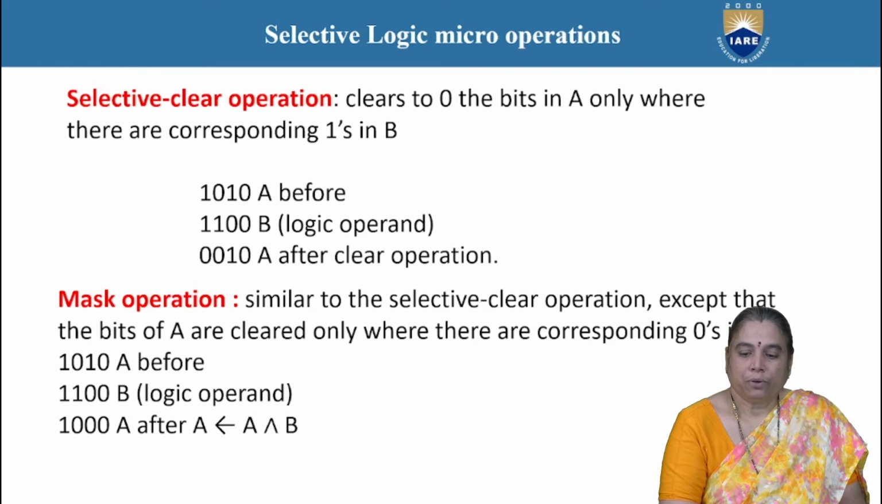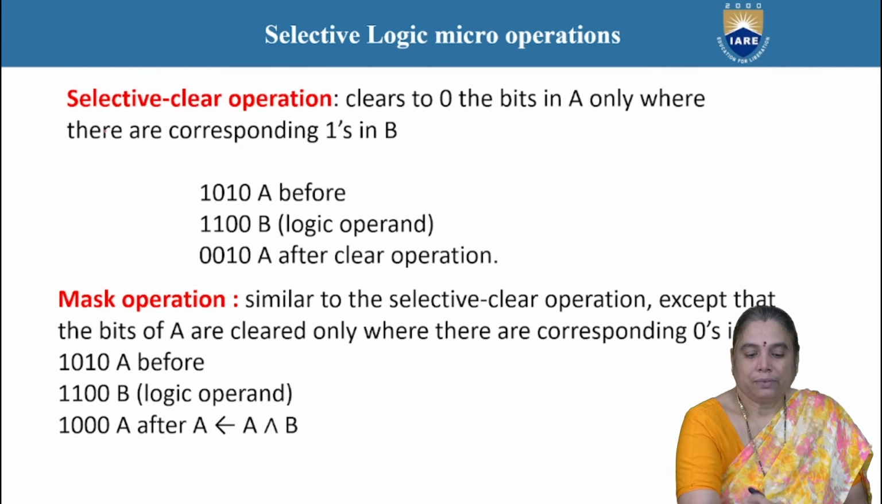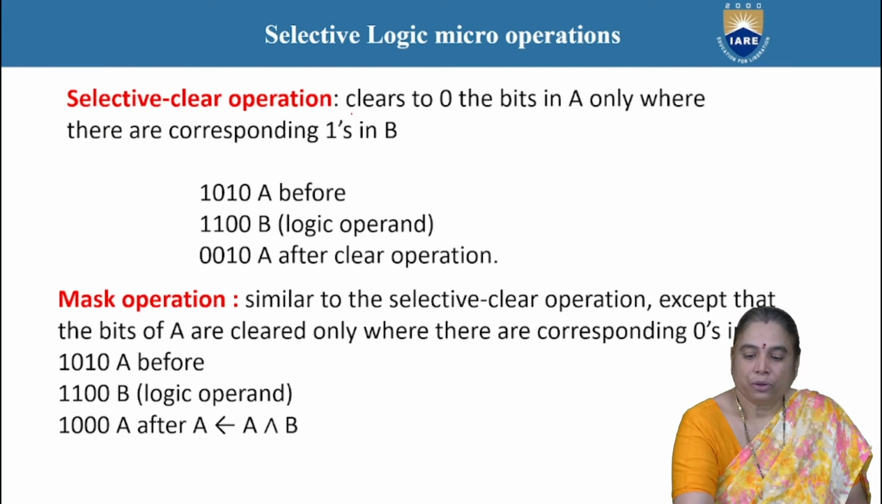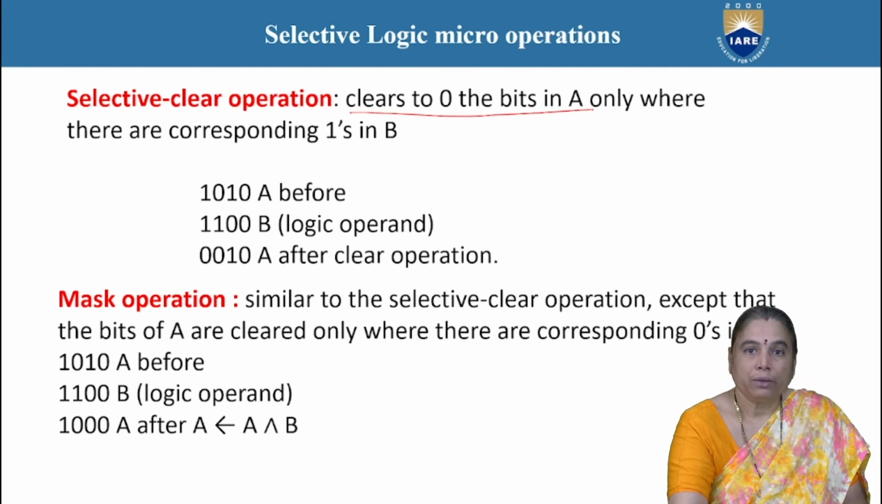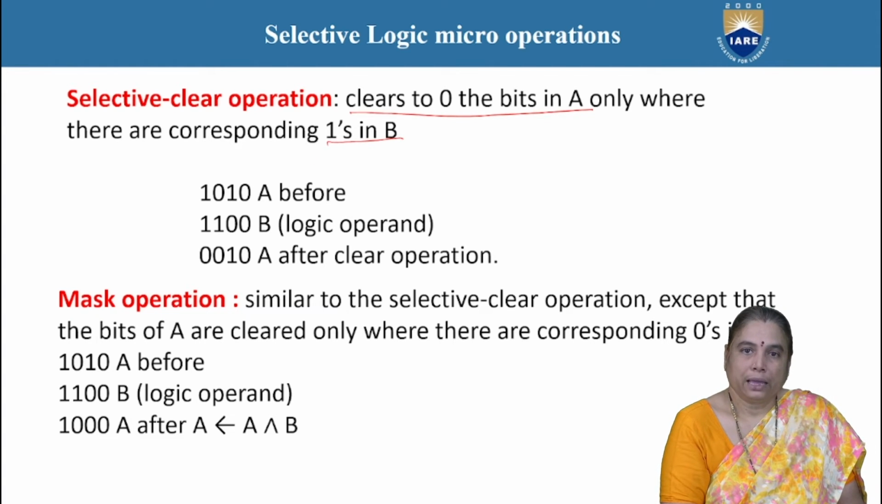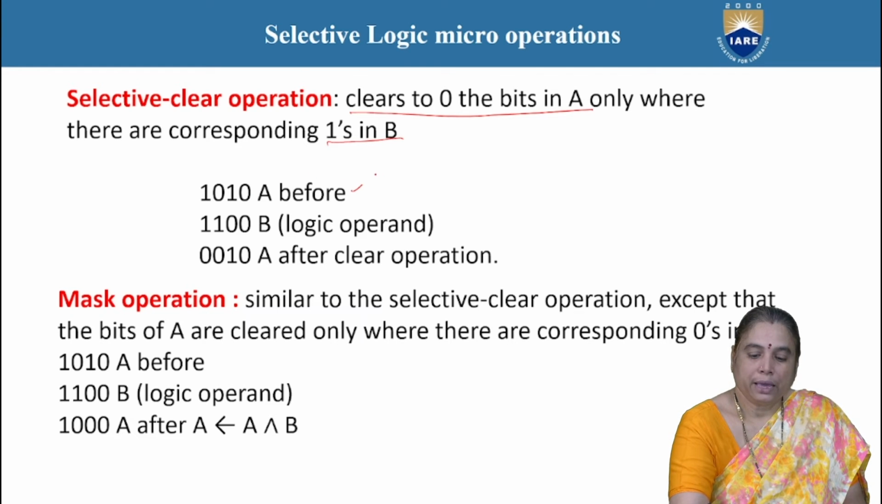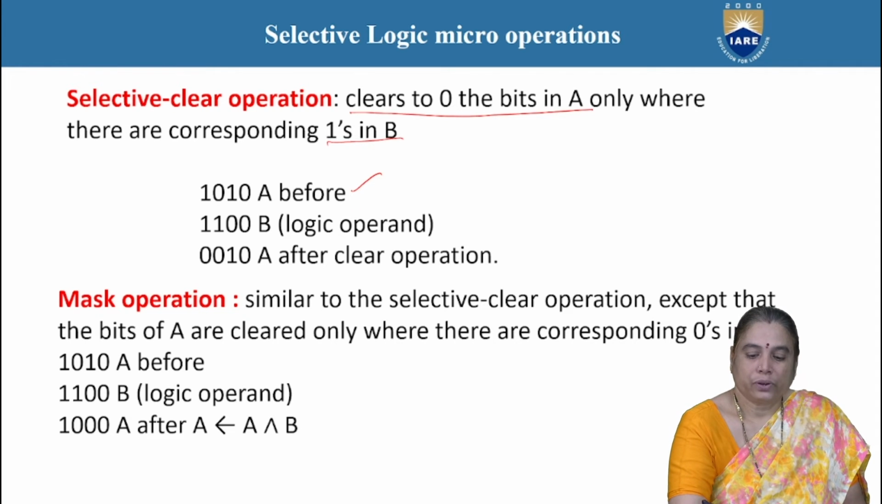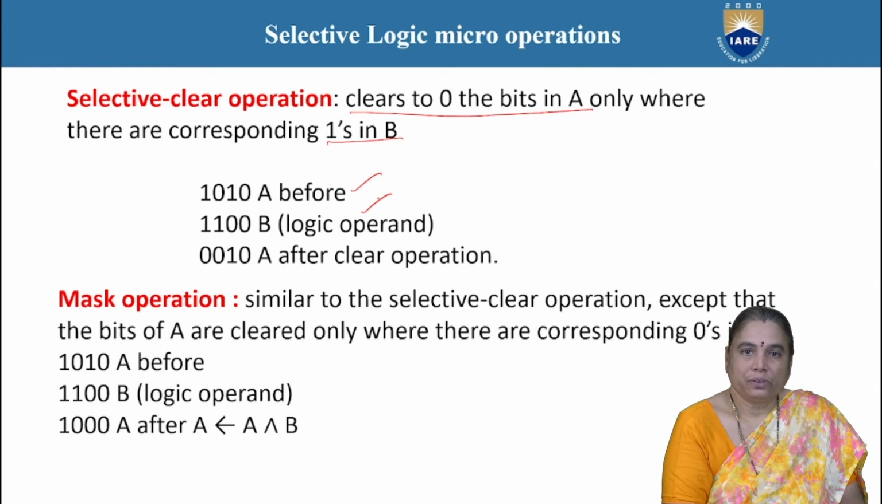The next selective logic micro operation is the selective clear operation. Here, when there is a 1 in the B register, then the corresponding bit in the A register can be cleared. So it clears to 0 the bits in A only where there are corresponding ones in B. Consider an example. A is initially having the bits 1010 and the B register can have the bits 1100.